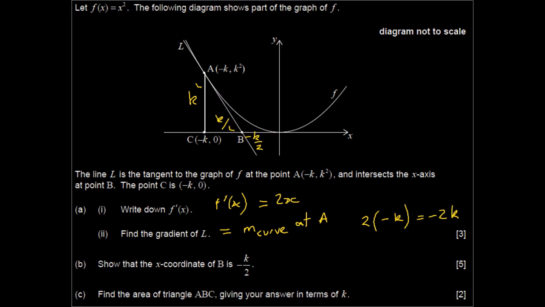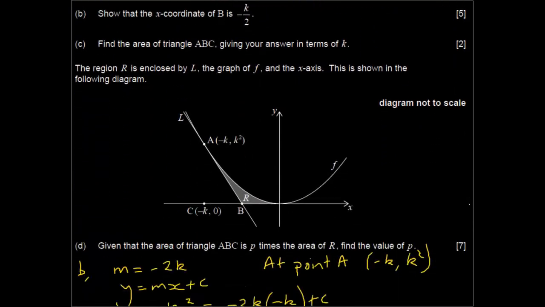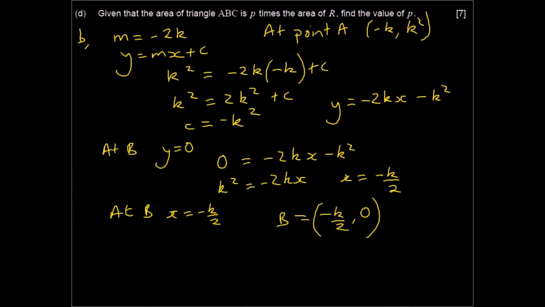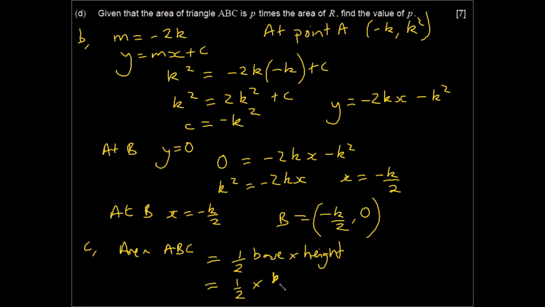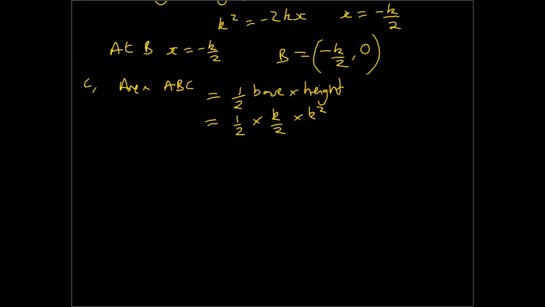Alright, so then the area of the triangle is going to be half base times height. So the area of ABC is equal to 1/2 times base times height, which is going to be 1/2 times k over 2 times k squared. Now that's going to give me k cubed over 4.